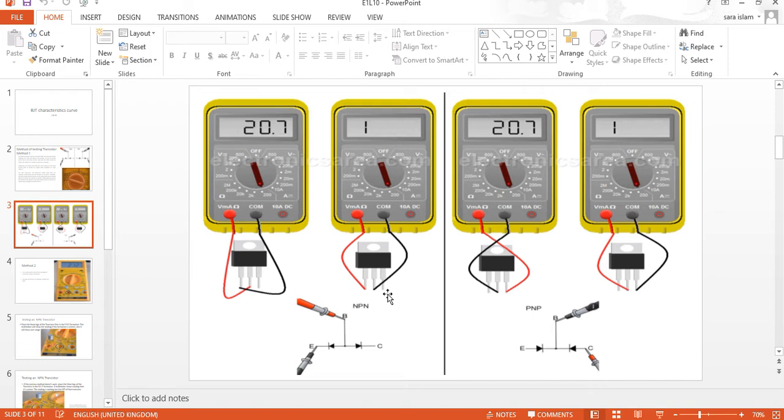So, as you performed it, you observed that when you increase the range, that one was removed and a specific value was observed on your multimeter, right? Okay, this is the scenario for your NPN.